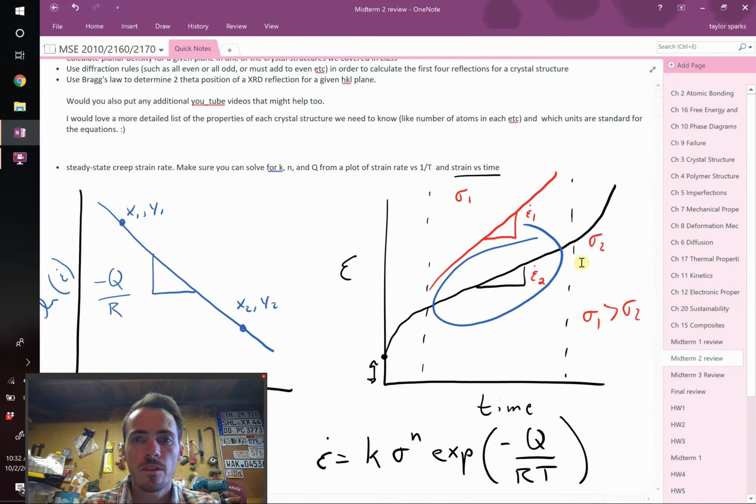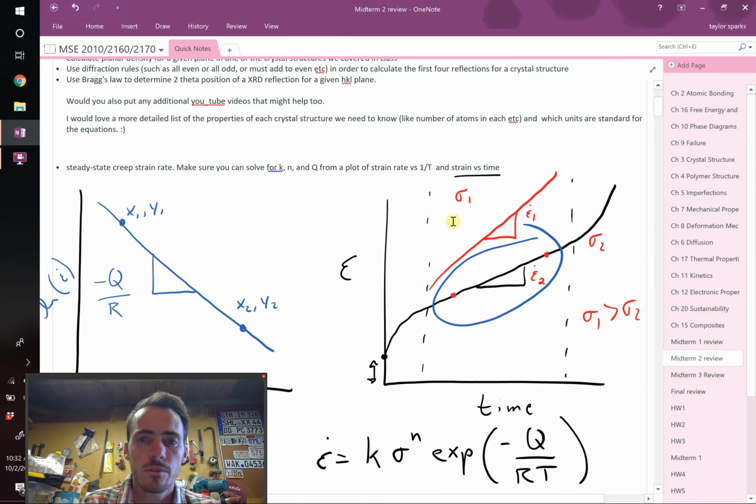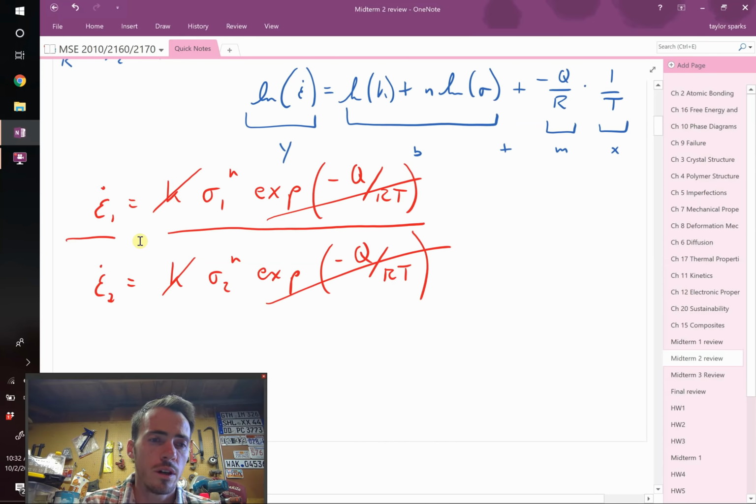You know those two strain rates by solving for the slope. You do the slope the exact same way as before. You pick 2 points on here, and it's y2 minus y1 over x2 minus x1. So you've got the slope for those two different things. Therefore, you've got epsilon 1 dot and epsilon 2 dot. You know what the stresses are, so you can solve for N.